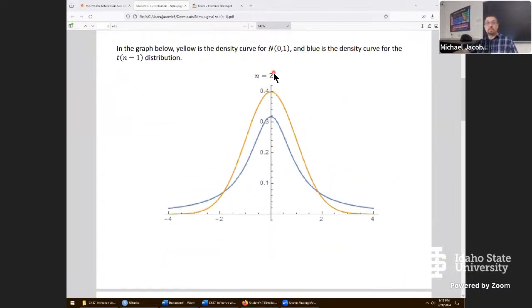But suppose you were in this situation. Yellow is the curve for the standard normal distribution. So this is the curve we're used to working with. And the blue curve is the t n-1 distribution. So the t distribution with 1 degree of freedom would be that blue curve right there.